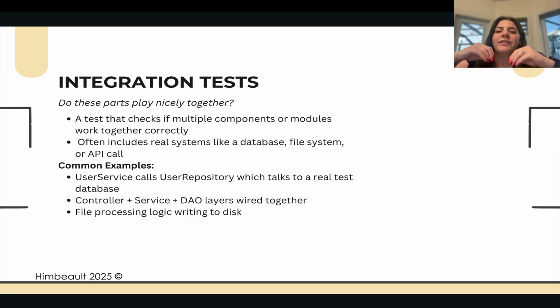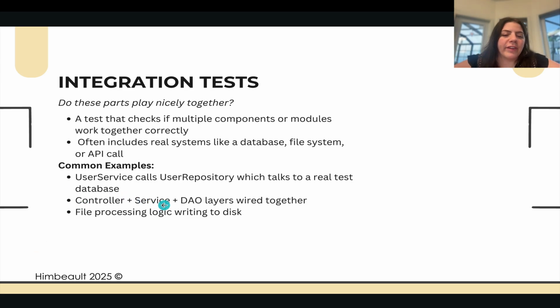So this often does involve real systems, like connecting to our database and saving to it, or making files in a file system, or getting files from a file system, or even perhaps API calls to third party if we need. Here's a couple of common examples: when our user service calls our user repository, we actually are testing the connection to our real database. We want to test that connection.